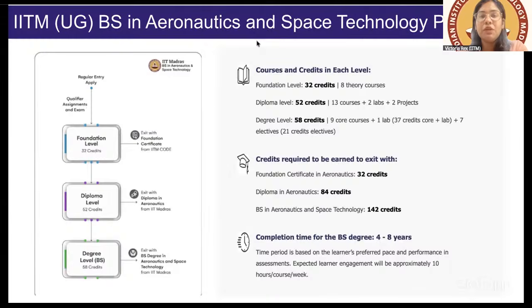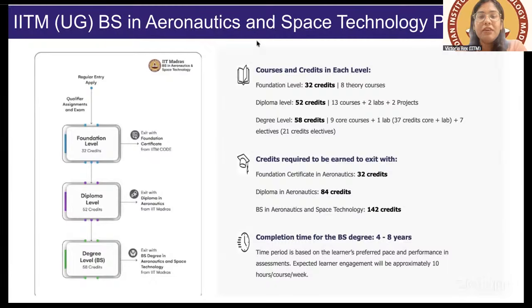In foundation level, you will have 32 credits, that is 8 theory courses. In diploma level, you will have 52 credits, which is a combination of labs, projects, as well as courses. In degree level, we will have 58 credits where you need to complete 9 core courses, 1 lab, and you need to choose 7 elective courses. You can choose from open electives, that is from other BS degree courses or NPTEL courses, and you can take them from the department electives also, or you can take some other IITM campus courses also.